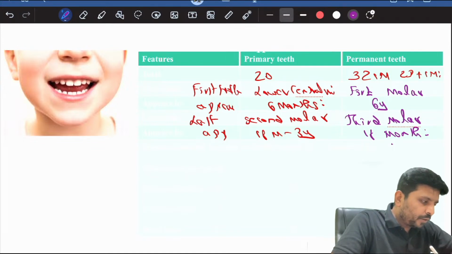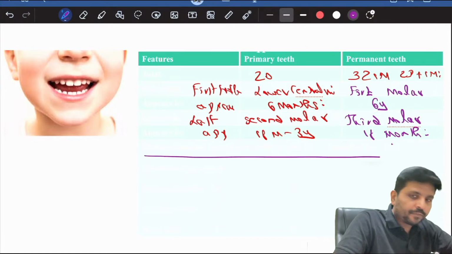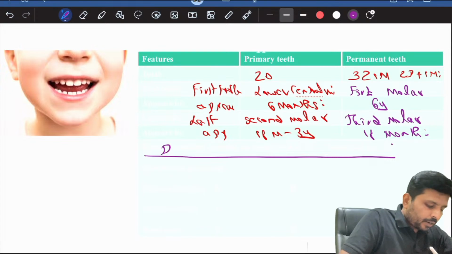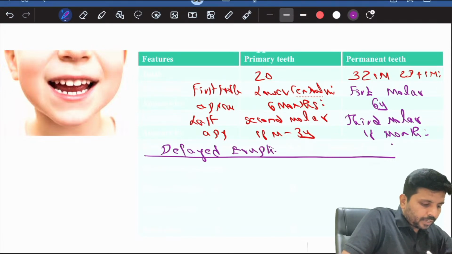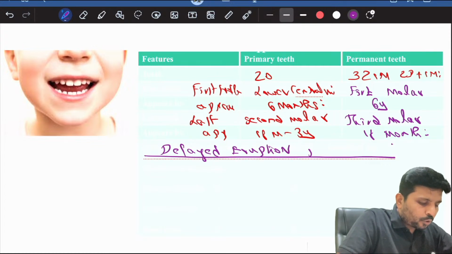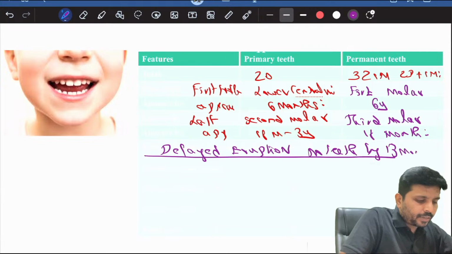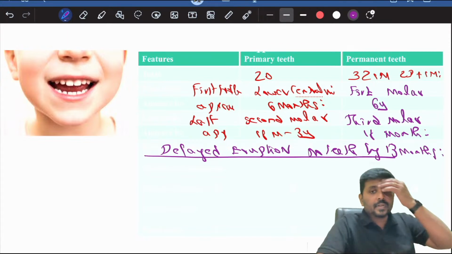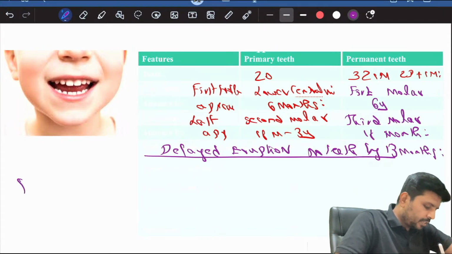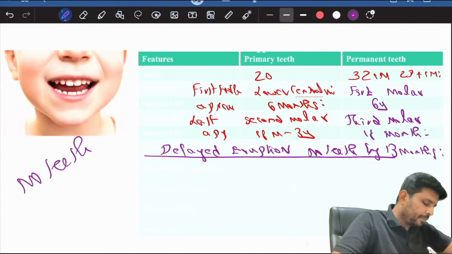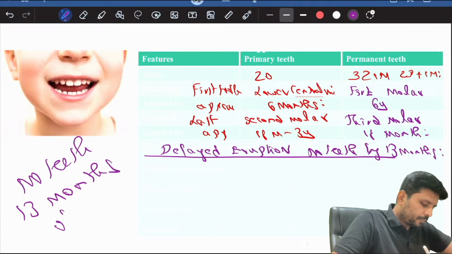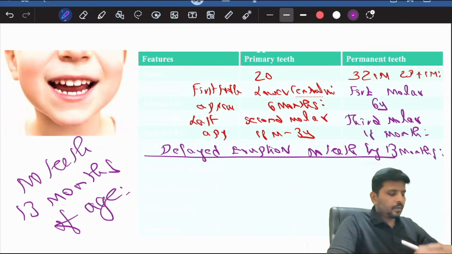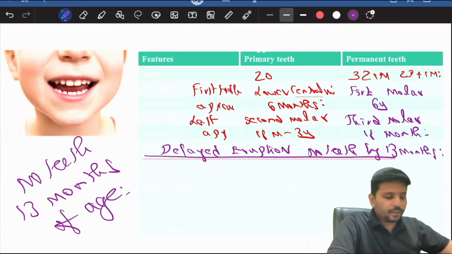And remember, when will you call it delayed eruption of teeth? It means there is no tooth by 13 months. Very, very important MCQ. Delayed eruption means no teeth by 13 months of age. That is called delayed eruption of teeth.